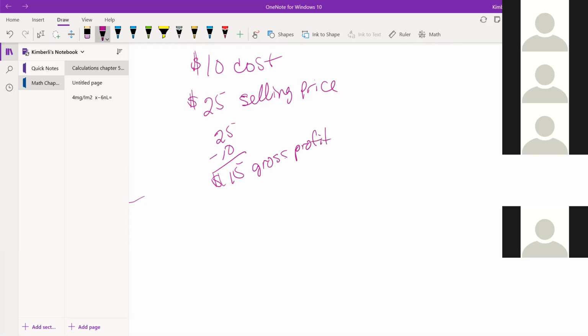So let's say that after you pay rent on your little kiosk, and you pay insurance and wages for the person you're paying to work there, and you pay for the little light strip on your kiosk, you figure out your cost per day and how many t-shirts you sold that day, and you figure out that it costs you $6 in overhead. Now how much is your profit on the t-shirt?